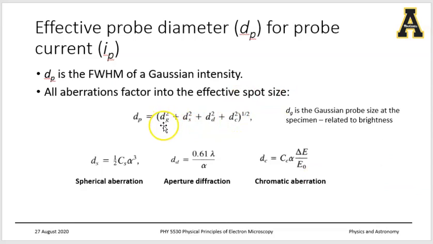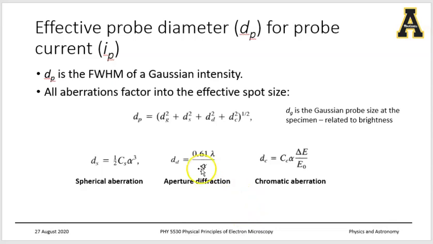So dG is what we have been discussing in the last few classes, which is the Gaussian probe size of the beam current incident on the specimen, and that is related to the brightness equation that we encountered in the first class. Now dS, dD, and dC are the respective aberrations due to spherical aberration, aperture diffraction, or chromatic aberration, right? I hope you can recollect all of this that we discussed in the last class.